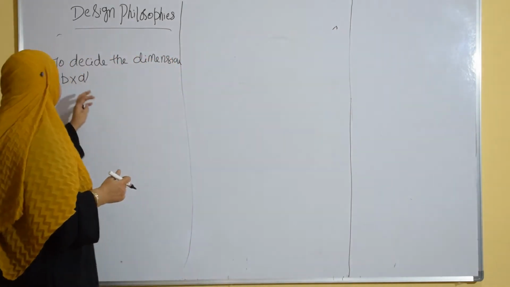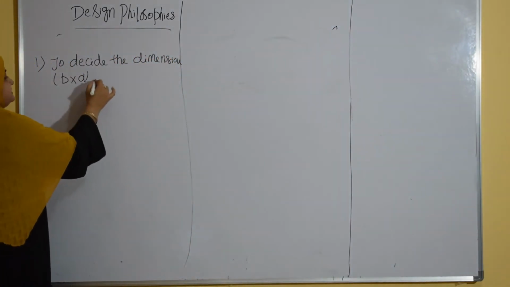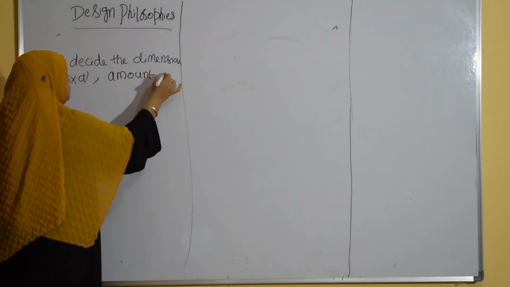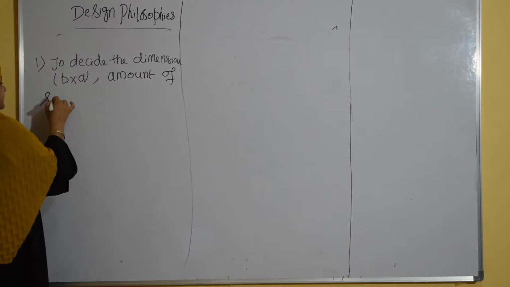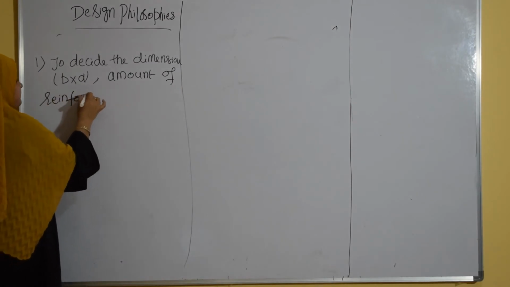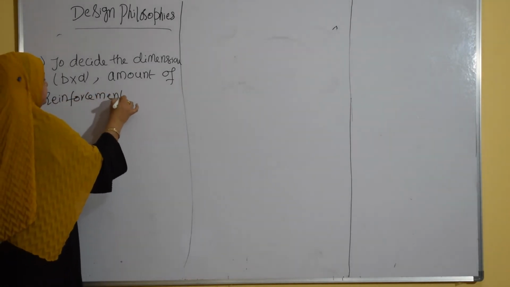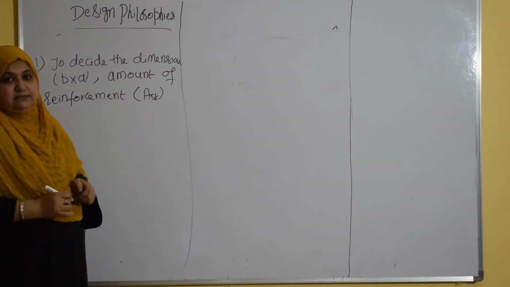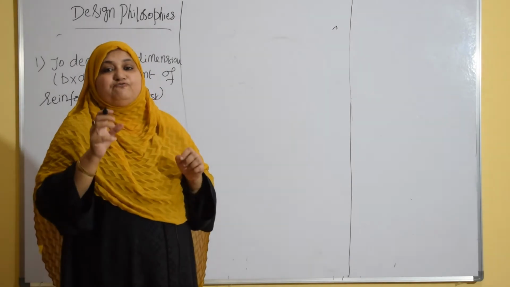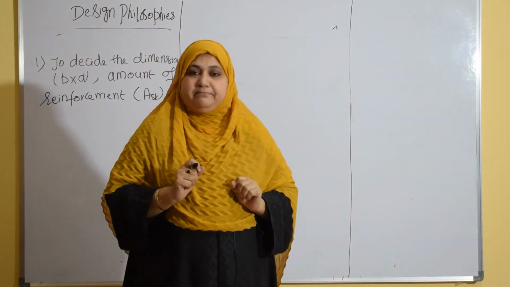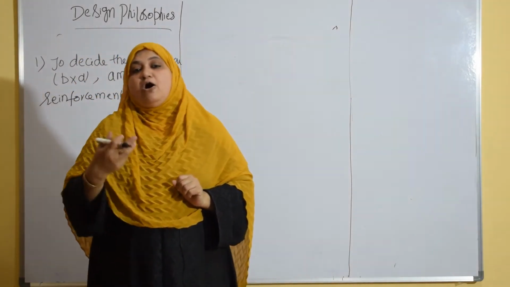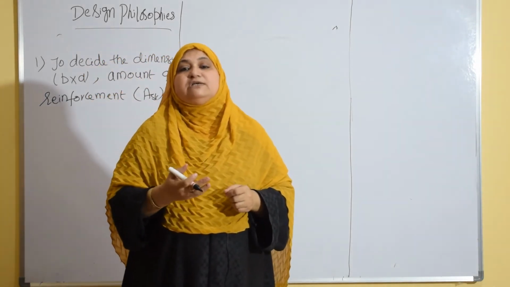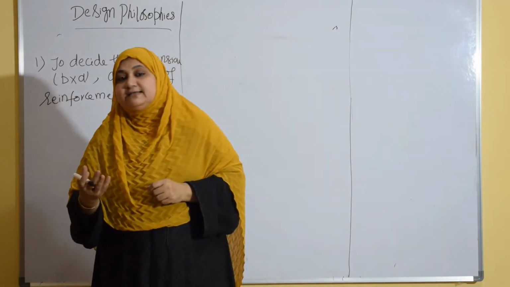So this is how we decide. The first thing we do. Then second, we will determine the amount of reinforcement required. That is called the area of steel. So this is what design means. We are going to fix the cross section of the member. Then we are going to say how much steel, what diameter of bar, how much quantity, at what spacing. This completely is called design.